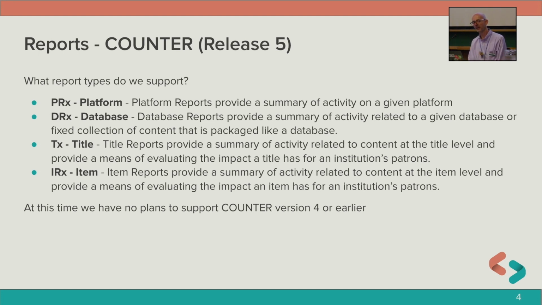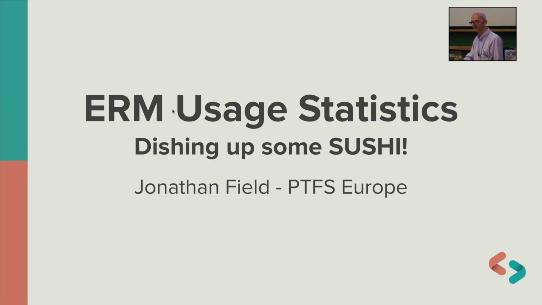And then finally, the IR, the item reports. These are sometimes used for multimedia items and things like that. So again, another report type. Right now, we're only going to support COUNTER 5 unless there's a very good reason to go back and support COUNTER 4. At the minute, we don't really have a use case. Most of the big publishers support COUNTER 5. So at this point, we're looking at COUNTER 5 and then moving forward from COUNTER 5 as it evolves.